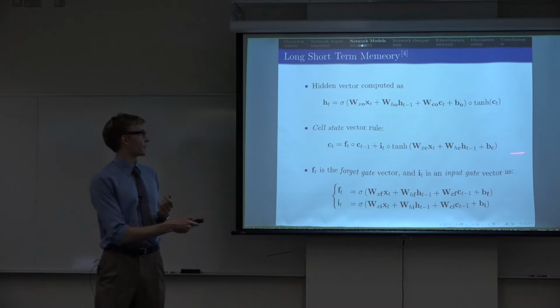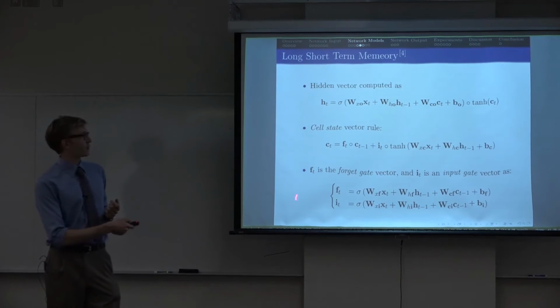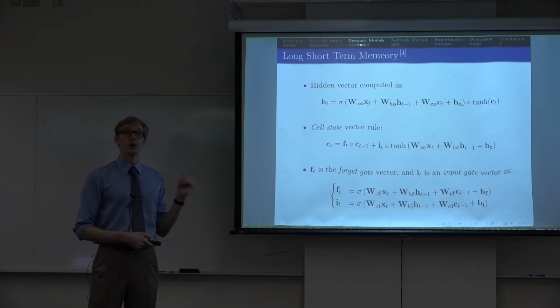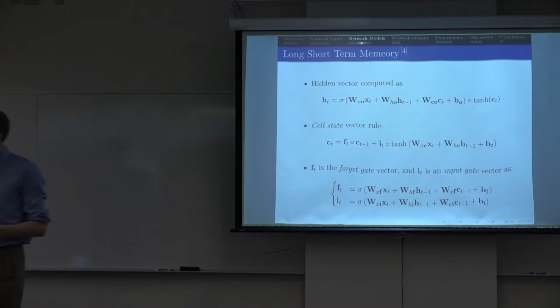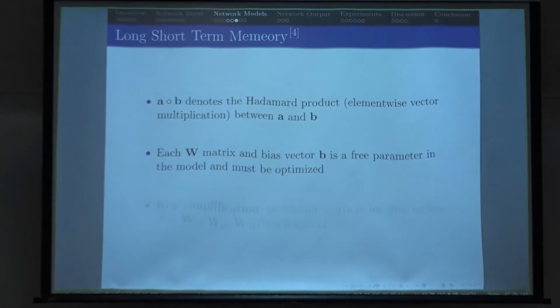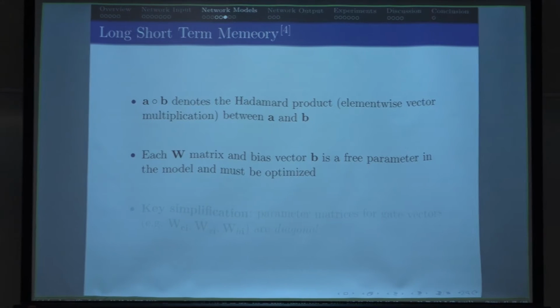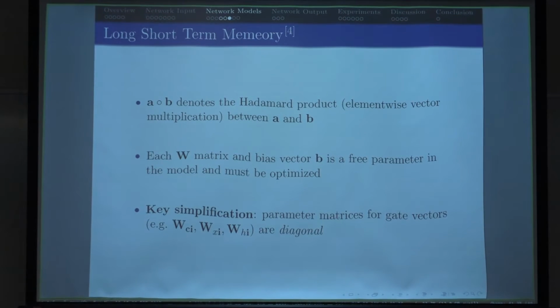And then, of course, they throw in just more parameters. So the full equations end up getting a little bit hairy, but there are a few simplifications. The first one, which is the most important, is that each of these W matrices, which you have to optimize, is diagonal. So in this particular long short-term memory architecture, you don't have to worry so much about solving these huge parameter matrices. They're all just diagonal scaling matrices.